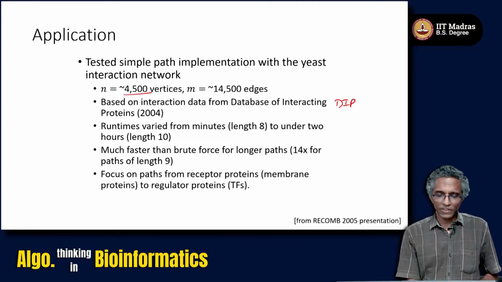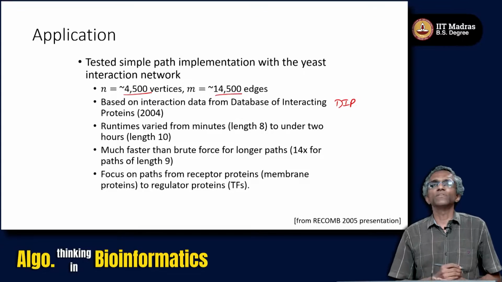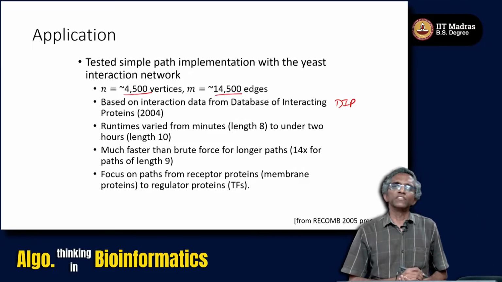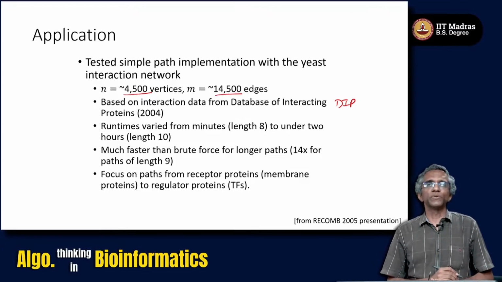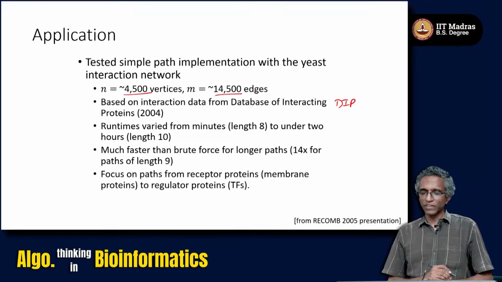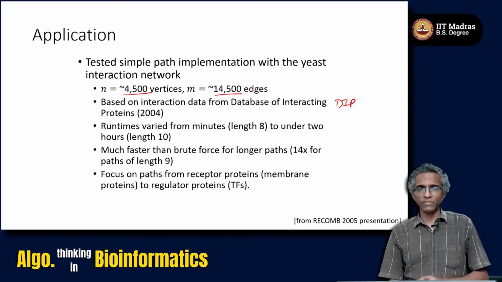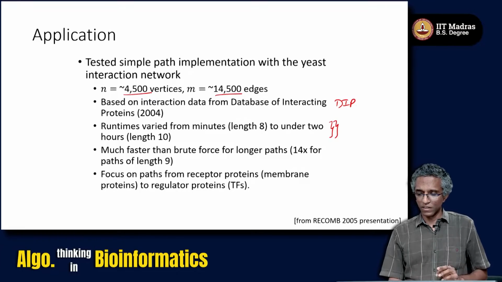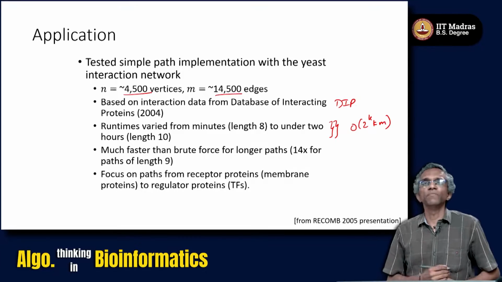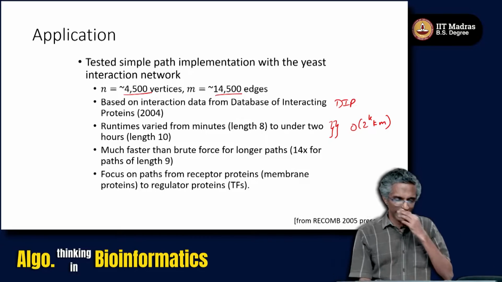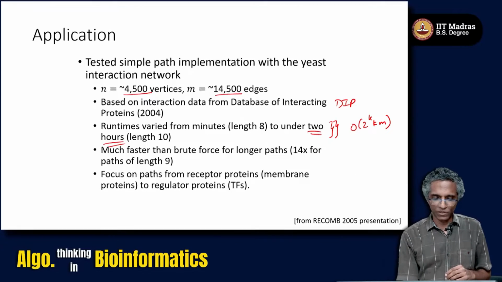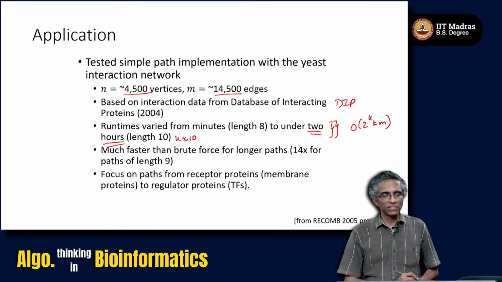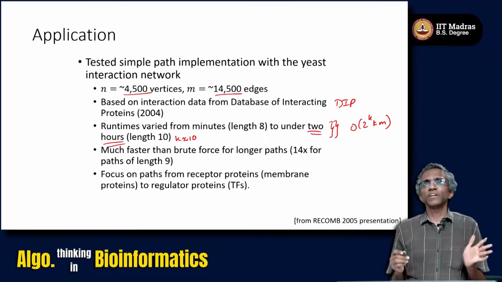There are about 4,500 vertices and about 14,000 edges in this particular database of interacting proteins in yeast. The run times varied from minutes for length 8 to under 2 hours for length 10. You can see that even with all these efficiencies, this order of 2 to the k into m that we saw, right, takes 2 hours for k equal to 10. But for k equal to 8 it took minutes, and this is much faster than brute force.